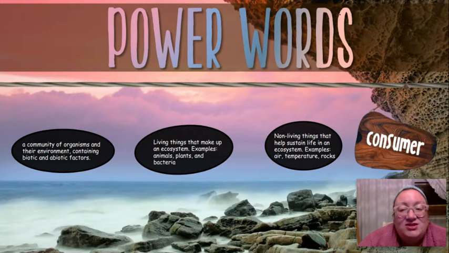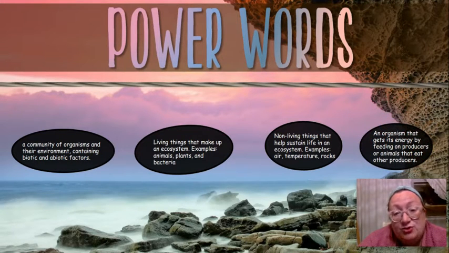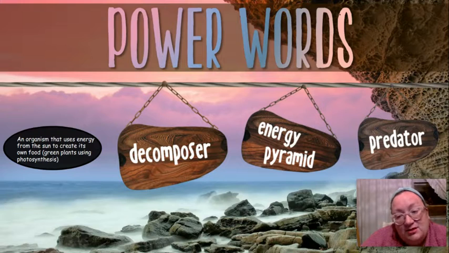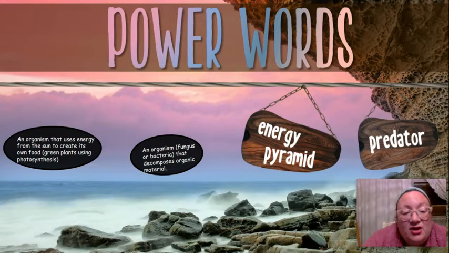All right, now we're going to talk about the difference between consumers, producers, and decomposers. So, a consumer is a living thing that cannot make its own food. So, it needs to get its energy by feeding on producers or other animals that eat producers. And a producer is a creature, aka a plant, that uses energy from the sun to create its own food. So, green plants using photosynthesis. A decomposer is an organism like a fungus or a bacteria or a worm that decomposes organic material.